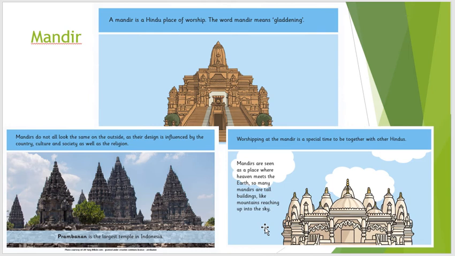And you'll notice when we looked at the pictures of other mandirs earlier in the week, that you may have noticed that they're very, very tall buildings. And this is because Hindus see them as a place where heaven meets the earth. And they build them fairly tall so that they are like mountains reaching up into the sky.